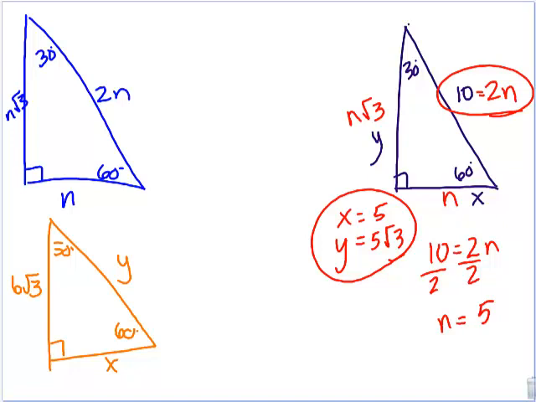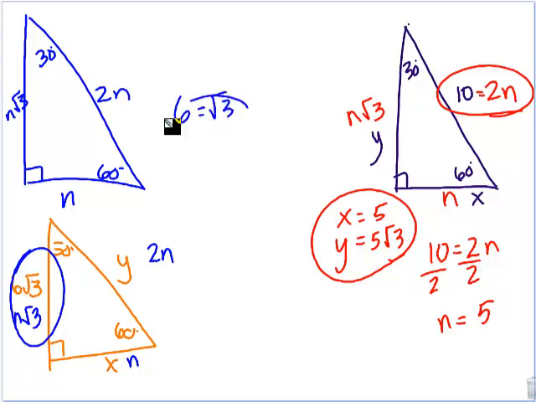Okay, so what will I label my y side as? 2n. What will I label my 6 square root of 3 side as? And this is just going off of that? It's going off of this one every time, yep. What will I label my other side as? n. Okay, so what side do we know? We know the 6 square root of 3. So 6 square root of 3 is equal to n square root of 3.